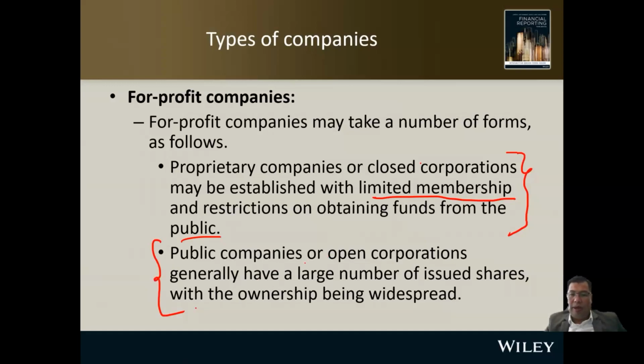So this is called a public company or open corporation. They generally have a large number of issued shares with the ownership being widespread. So this is, for example, Google. Opposite our building is the Google building.